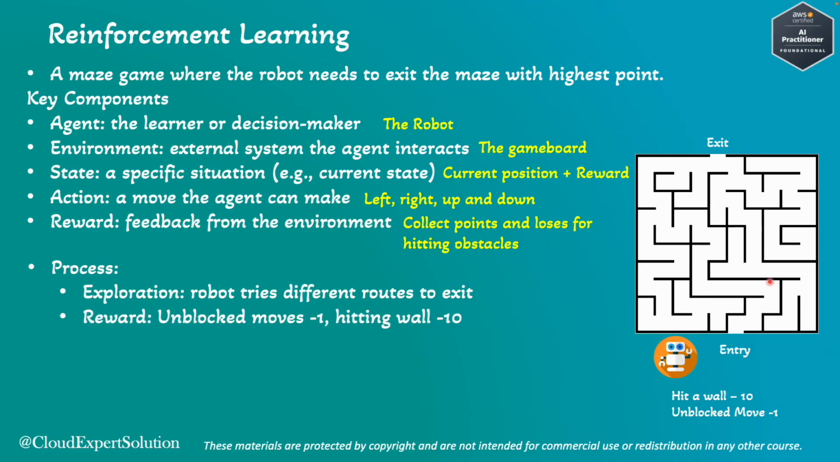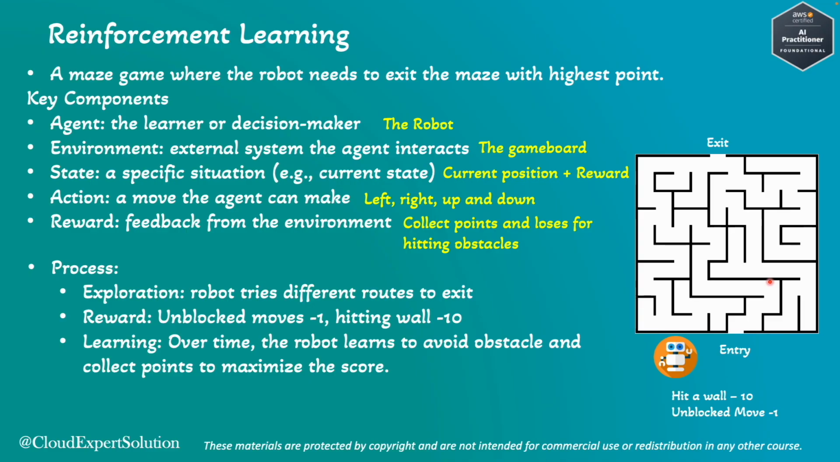In terms of reward, we have already discussed that any unblocked move will lead to -1 point, whereas if it hits the wall, it will get -10 points. Then over time, the robot will understand the correct path from entry to exit, and the robot learns to avoid obstacles and collect points to maximize the score. This was all for this module.